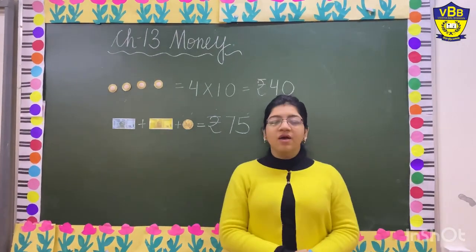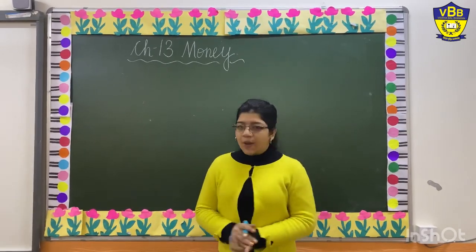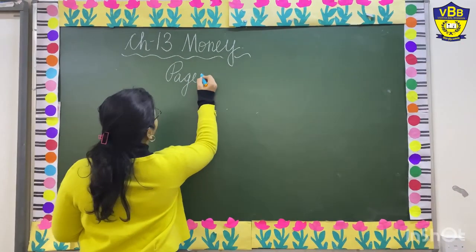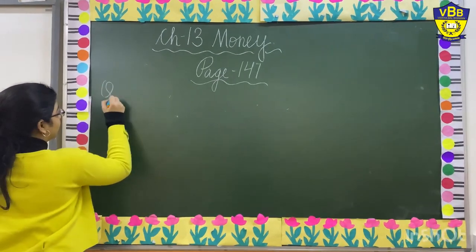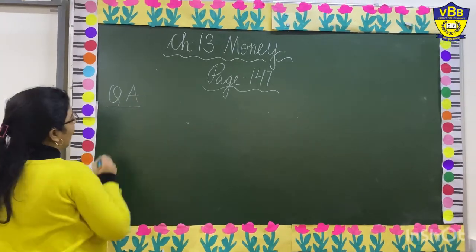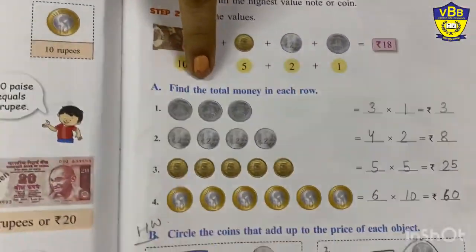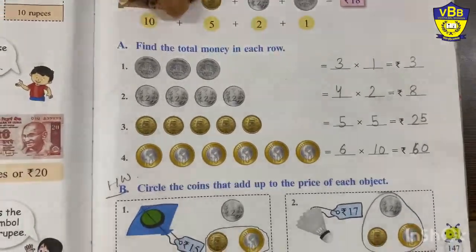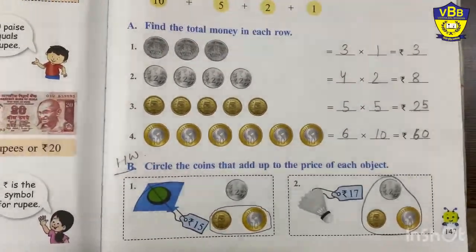I hope you all have understood the example. Now let's move to the book exercise. I hope you all have opened your books. Page number 147, Part A. Please read the question with me. What we have to do? Find the total money in each row. We have to count the total amount of money that is used in these questions.